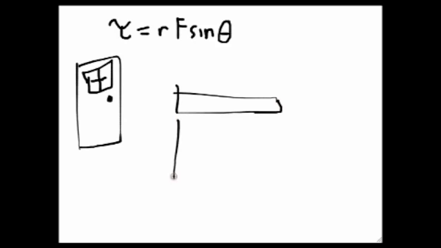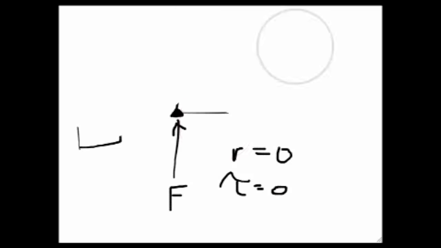In our final example, we'll imagine pushing the door exactly at the hinge. Have you ever tried to open a door like this? Not very effective. That's because the torque, or the rotational force, is equal to 0. It's a good thing to remember that any force applied at the pivot point will have no effect on the torque.